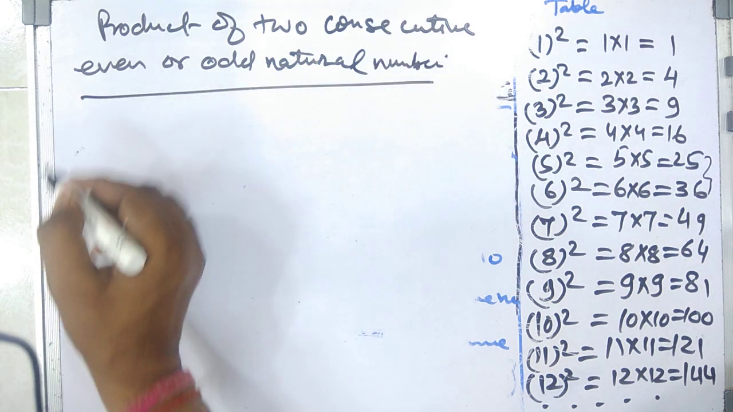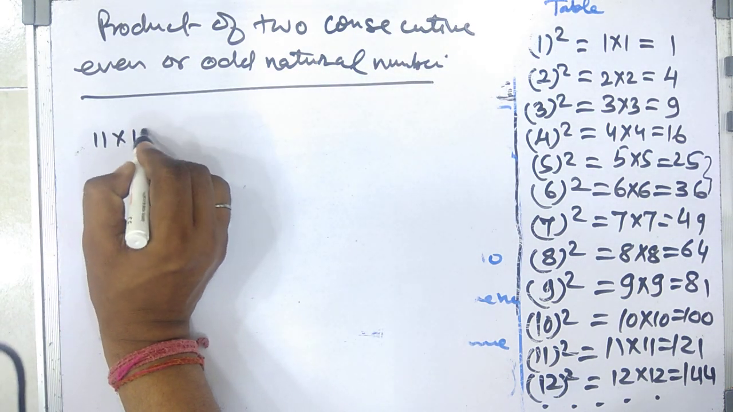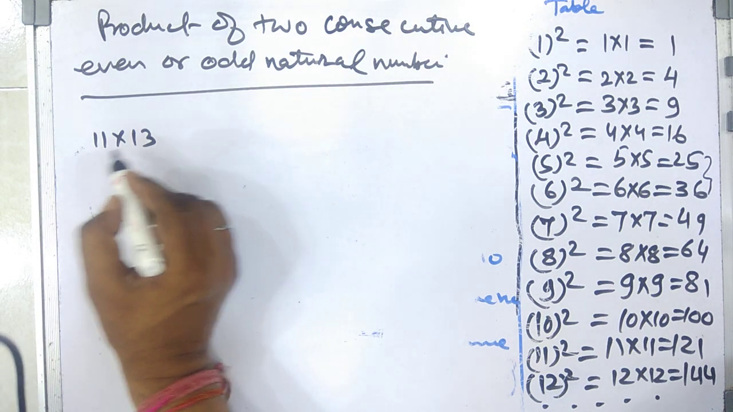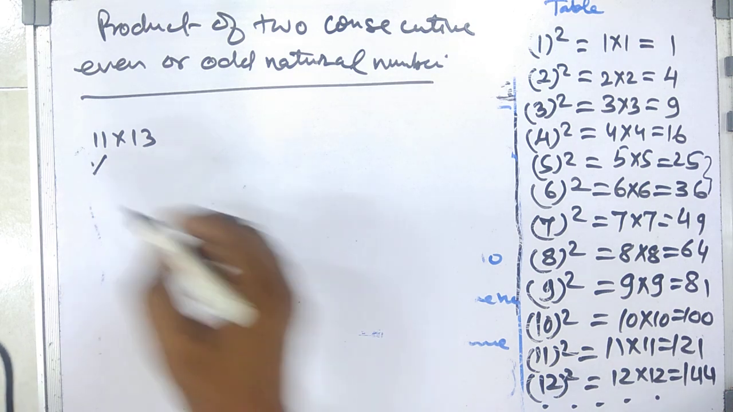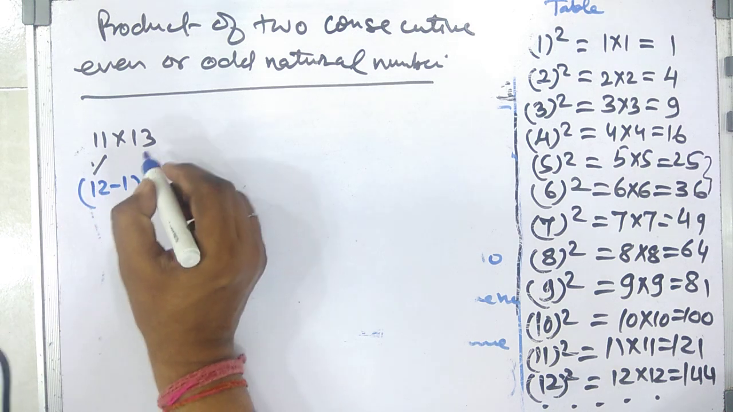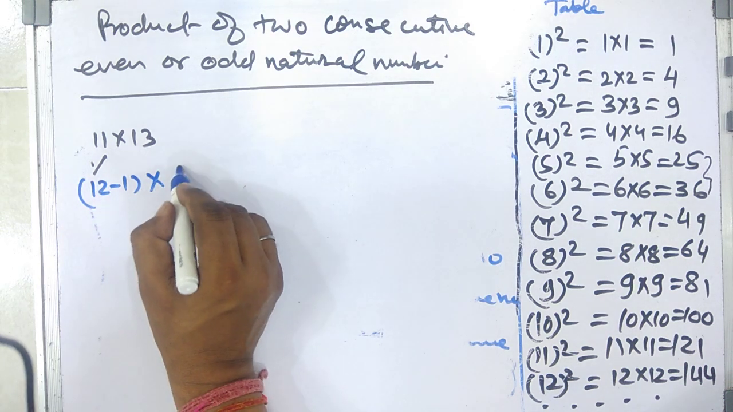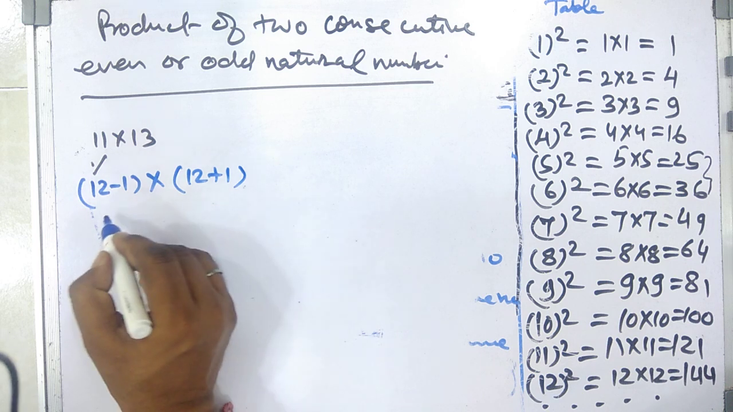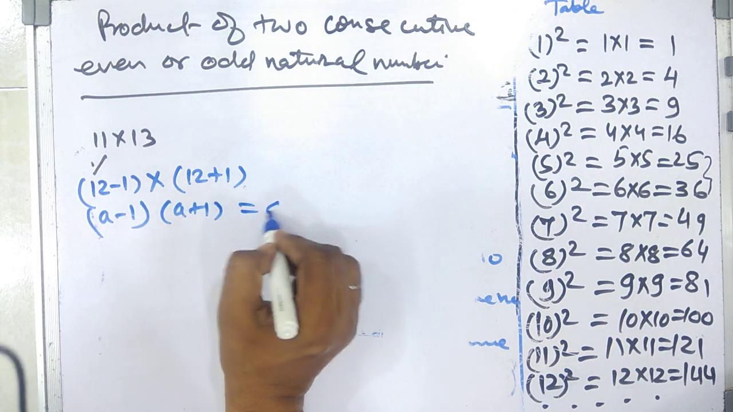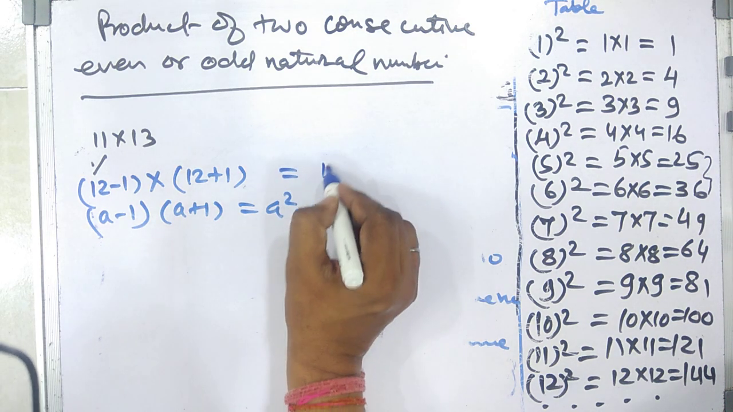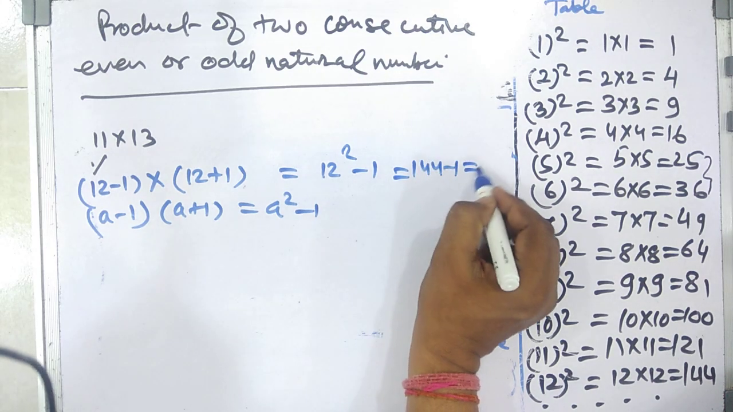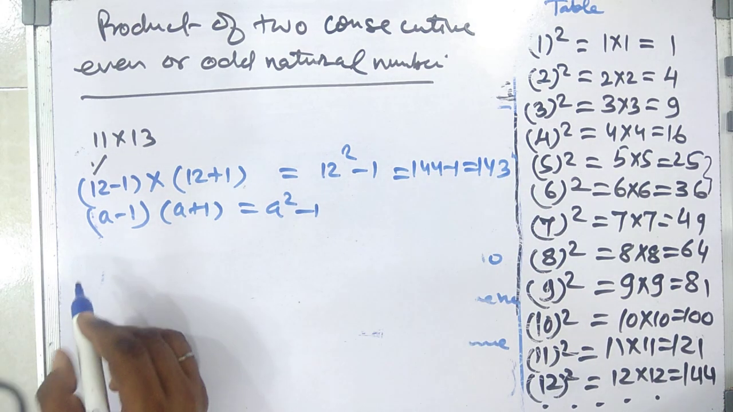So students, 11 into 13 is given. These are consecutive odd numbers. 11 can be written as 12 minus 1, and 13 can be written as 12 plus 1. It means (a minus 1) times (a plus 1) is equal to a square minus 1, which is 12 square minus 1. 144 minus 1 is equal to 143.